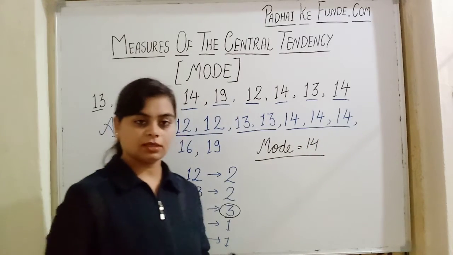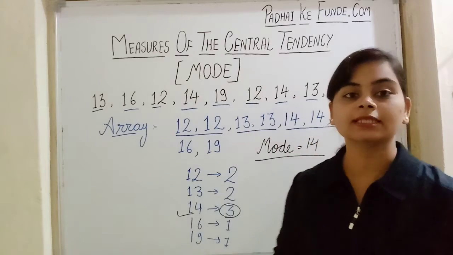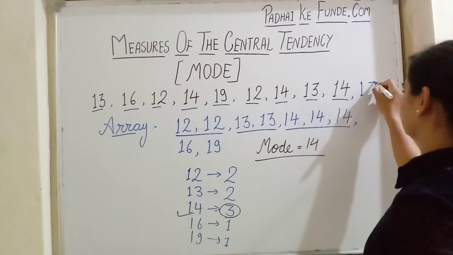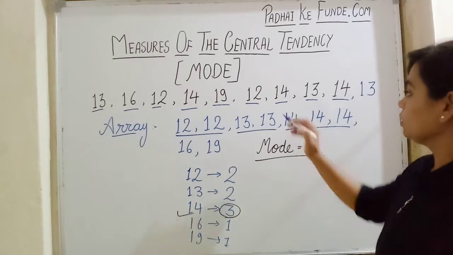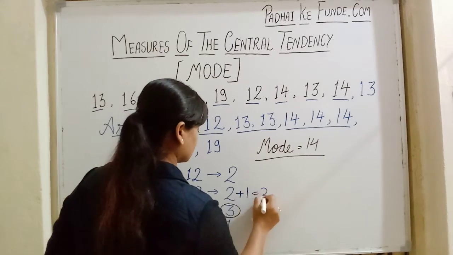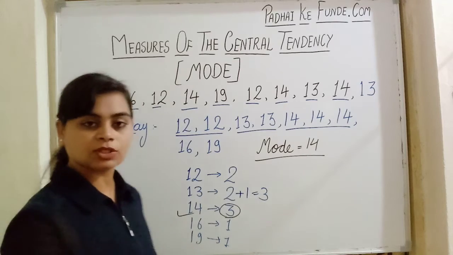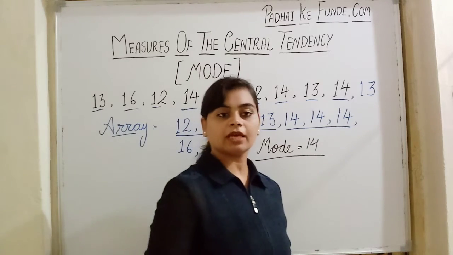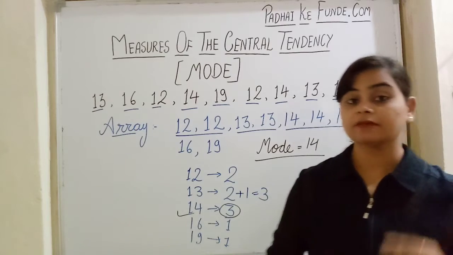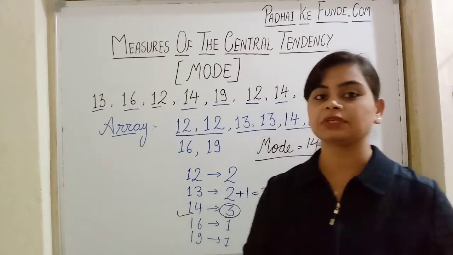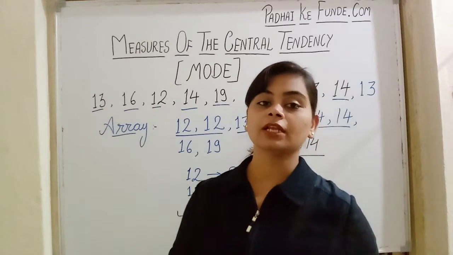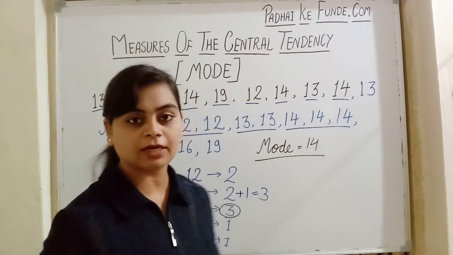Now if I add one more observation in this set, suppose we have 13 also here. Now 13 has also increased by 1 time. That is 3 times. What to do in such a case? If we have data that is repeated a number of times, and if 2 data values are repeated an equal number of times in the set of observations, we will include both observations in our answer.